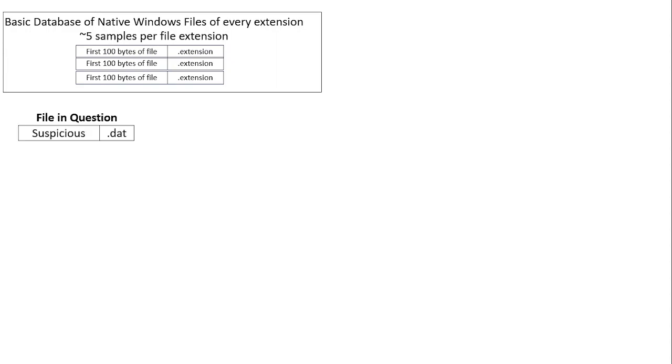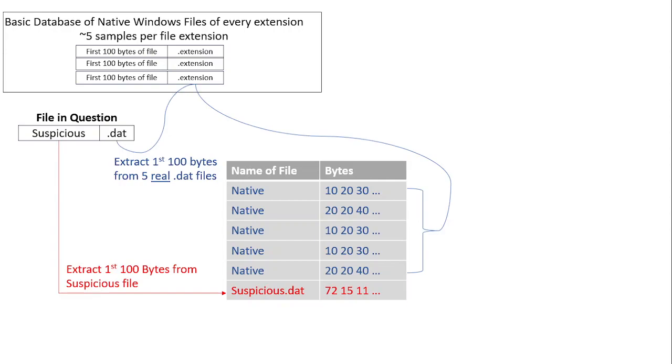Okay, so you'd have a file in question, suspicious.dat, right? Is this really a .dat file or is this something else? What it does is it takes the first 100 bytes from that suspicious file and then it finds in the database the real .dat files and pulls those 100 bytes as well. And it packs it into a data structure that we're going to pass to a DBScan algorithm. And we're going to apply machine learning to it.